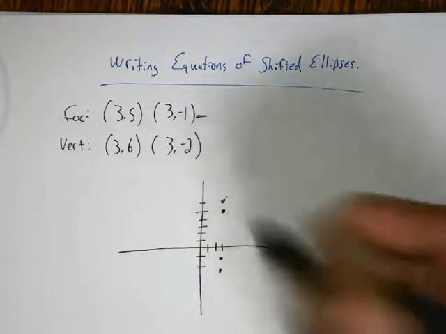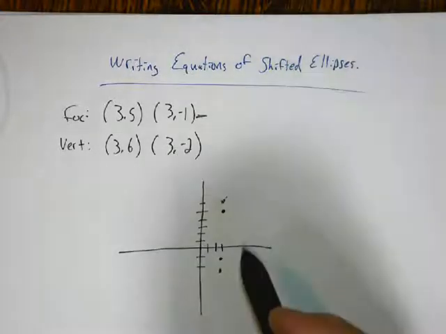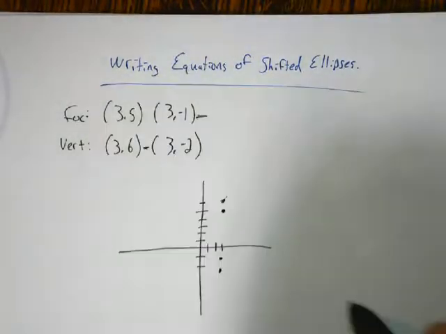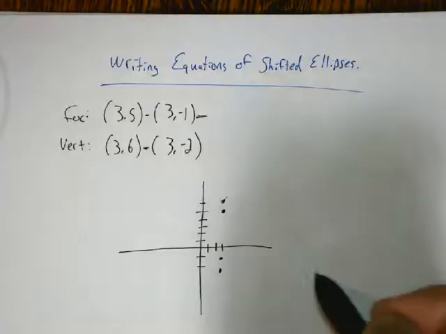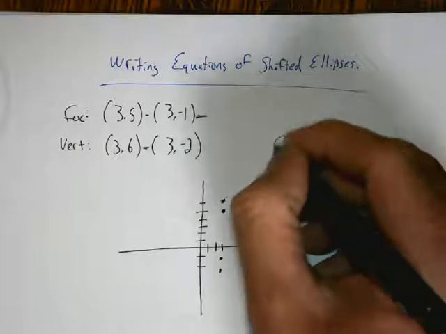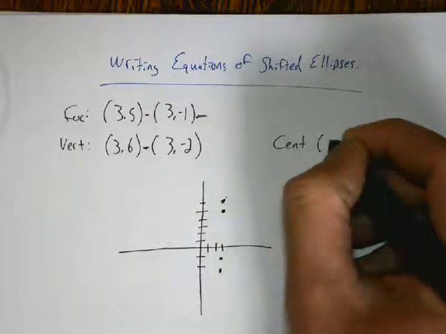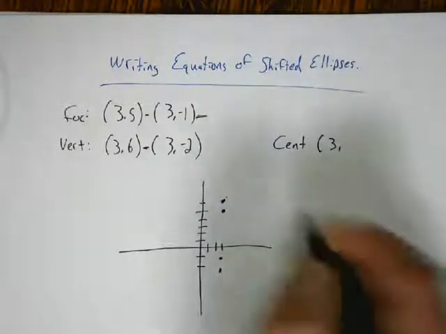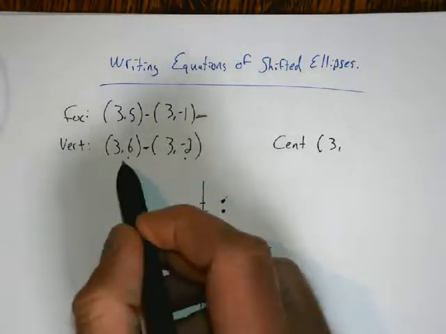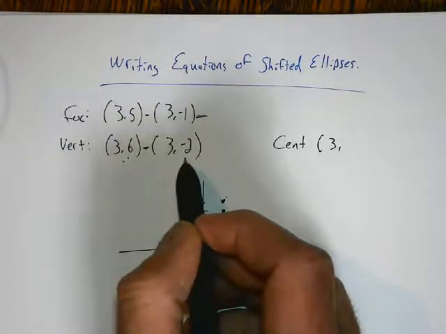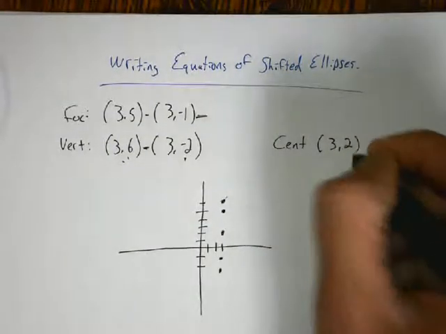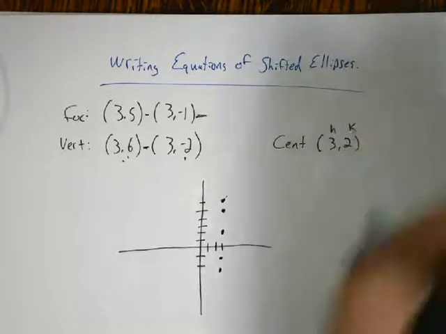But what we have to do is find the center. So the easiest thing to do is we know that the center has to be the midpoint of either one of these things. Okay? So we know the center has to be at 3, something. So what we do is just find the average of 6 and -2. So 6 plus -2 is 4. Half of that is 2. So our center is at 3, 2. There's our H, and there's our K. You want to label it.